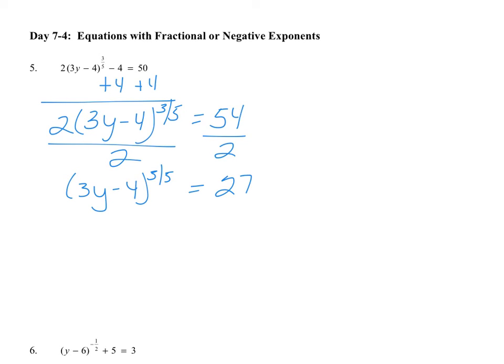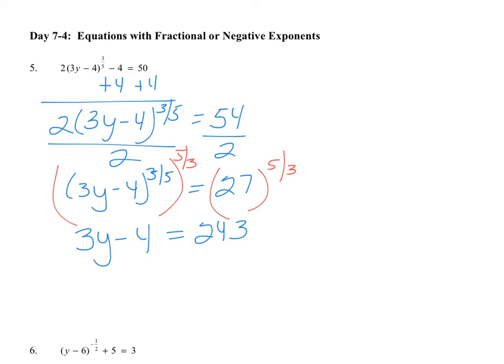Which is 27 here. Now I actually have the base and the exponent isolated, so now I'm going to raise both sides to the 5/3 power. And end up with 3y minus 4 to the first power, which is 3y minus 4, equals 27 raised to the 5/3 power, which on the calculator is 243. I'm going to now continue to solve by adding 4 to both sides. So I get 3y equals 247.